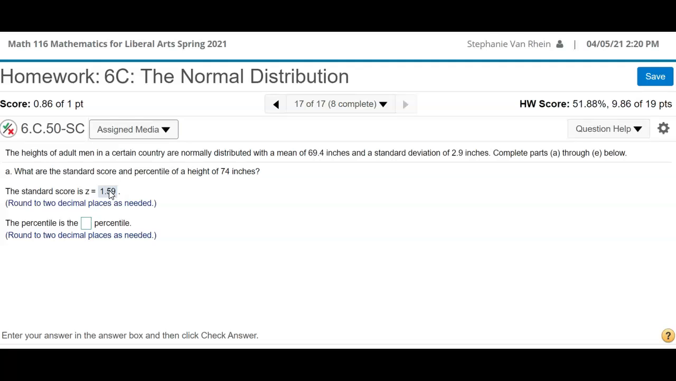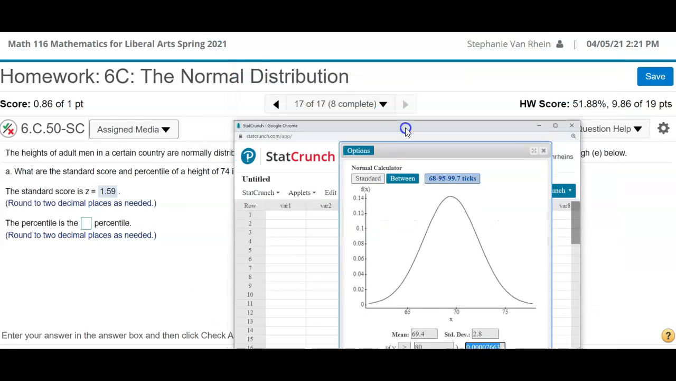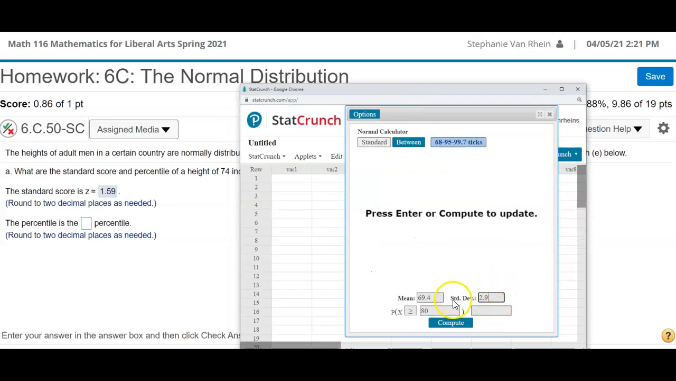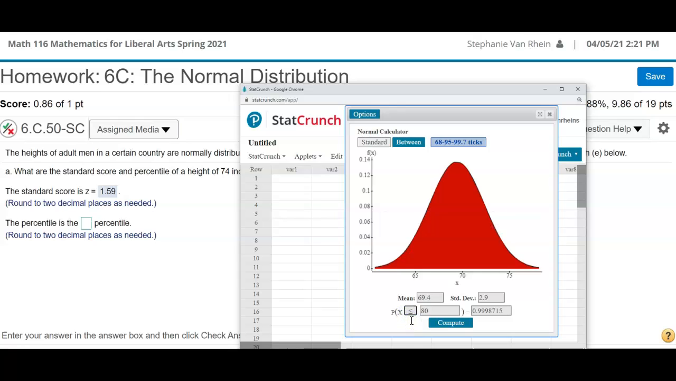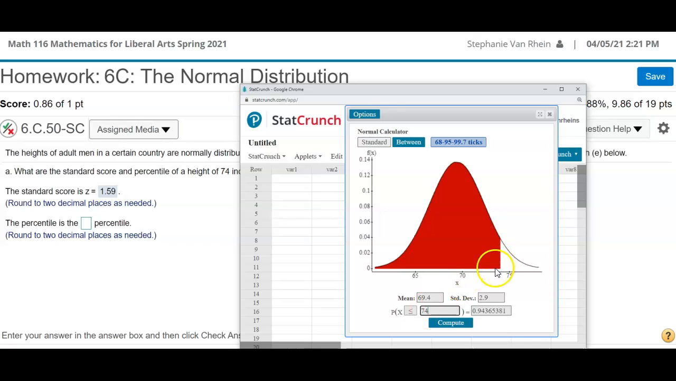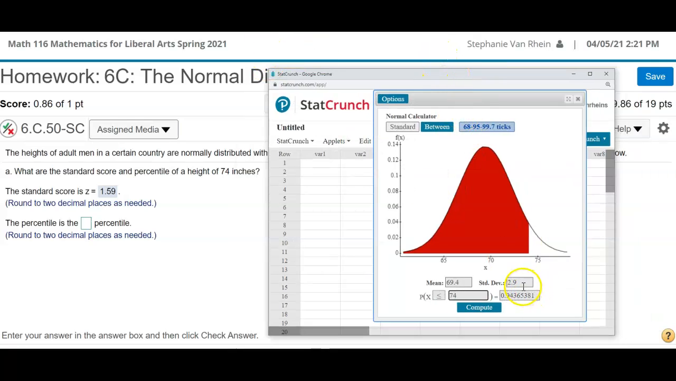We want to know the percentile. Multiple ways you can go about it. Probably the easiest setup would be to find the normal distribution, 69.4 and 2.9 standard deviation. We want to know what percentile a z-score of 1.59 would be, which would be the same thing as an x-score of 74. So right here is a picture of a normal distribution given the mean as 69.4 and the standard deviation as 2.9.